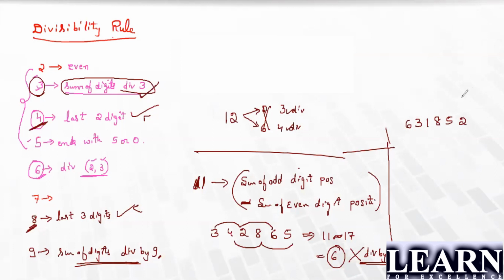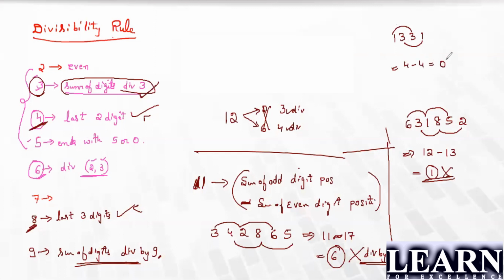631852. 6 plus 1 plus 5, that is nothing but 12, minus 3 plus 8 plus 2, it is 11, and 1 is 13. So I can say the difference is 1. It is not divisible. The difference should be either 0 or a multiple of 11. Getting it? I'll take one example, 1331. Now look here, 1 plus 3 and 3 plus 1. I can say it is 4 minus 4. What is it? It is 0. Yes, it is divisible by 11.